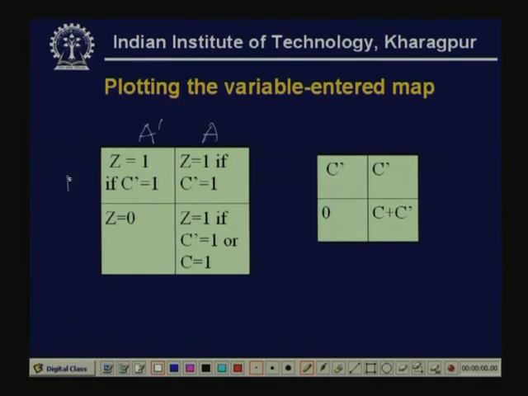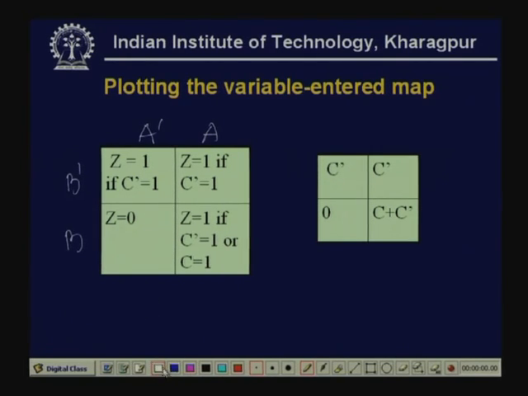Similarly, there must be one term where z equal to 0, that means this is A dash B, there will be no term. And z equal to 1 if C dash equal to 1 or C equal to 1. So, that means the min term for this element is AB, that means ABC dash and ABC both exist in the expression.